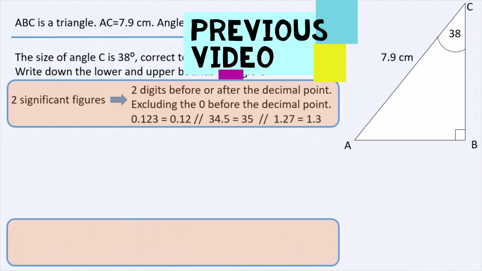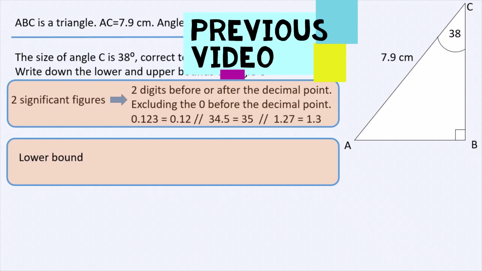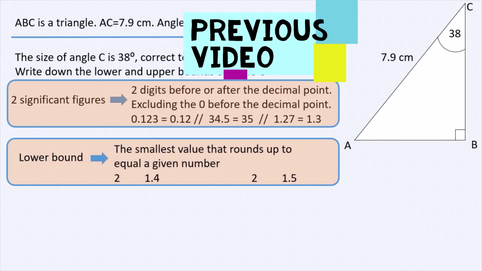Now, what is the lower bound? By the lower bound we mean the smallest value that rounds up to equal a given number. So for instance, if we have the number 2, is 1.4 the lower bound for it? It's not, because we cannot round it up to become 2, because 4 is not equal to or greater than 5. In contrast to this, 1.5 is actually the lower bound for 2 because it's the least value that can be rounded up to 2.